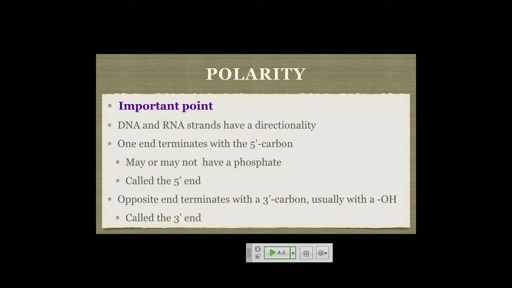Okay. This is a really important point. There's this polarity through the molecule. There's a 5' end and a 3' end. So if you go to one end of the molecule, if the very last atom that you see at the end of that molecule is the 5' carbon, then that's the 5' end. The 3' end will end with the hydroxyl group. So you have this polarity.